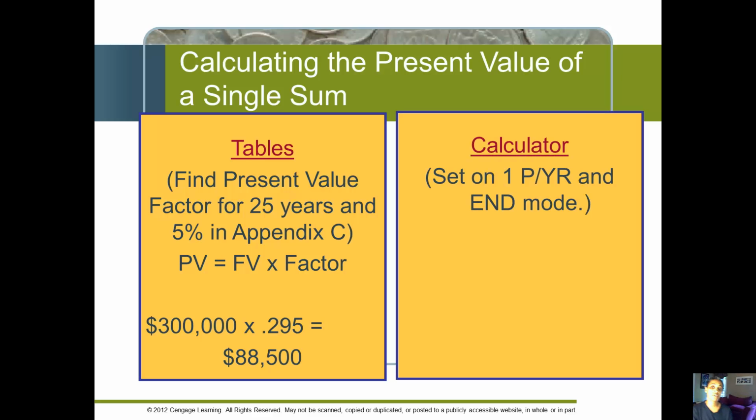Now, if we had a financial calculator, it goes a lot faster because we could just plug all this in. So we can plug in $300,000 as the future value, 25 for N, 5 for the interest rate, and solve for the present value.